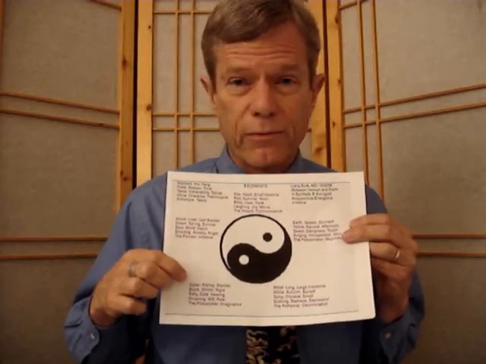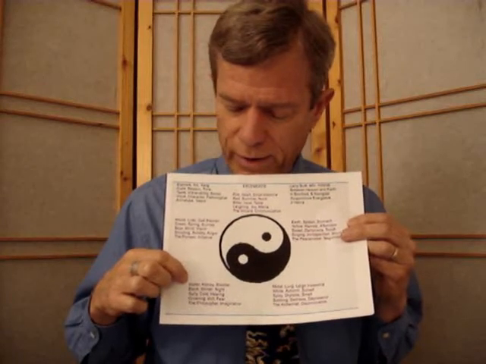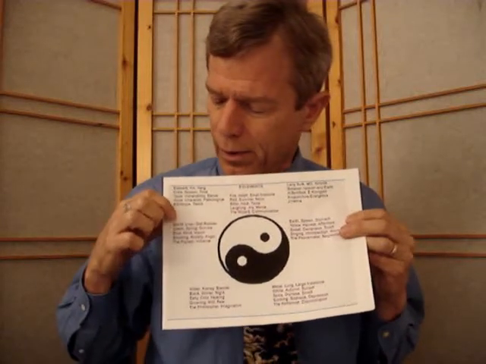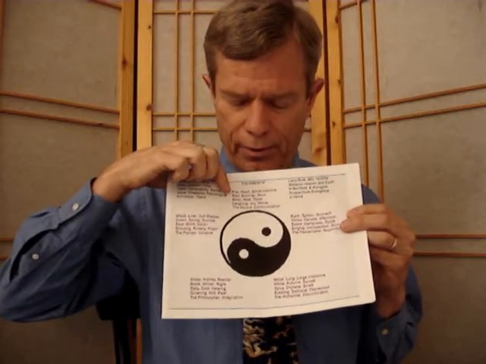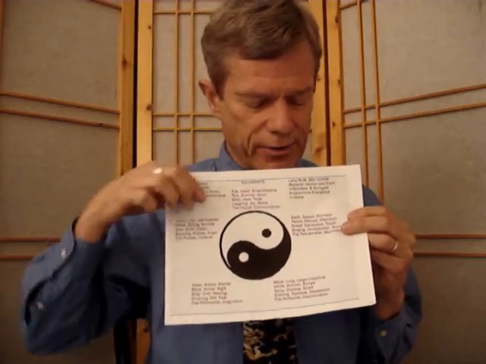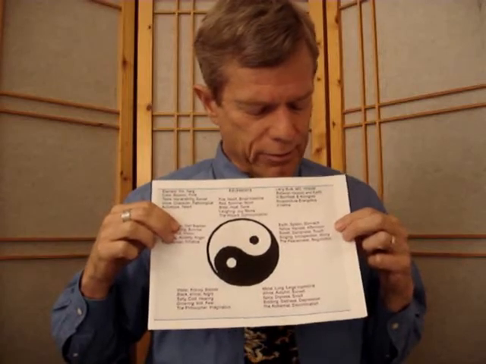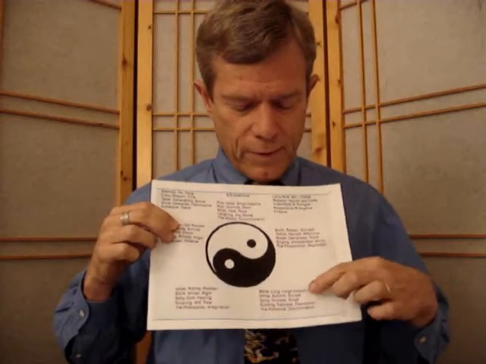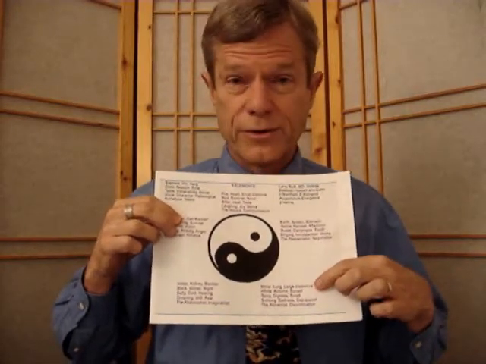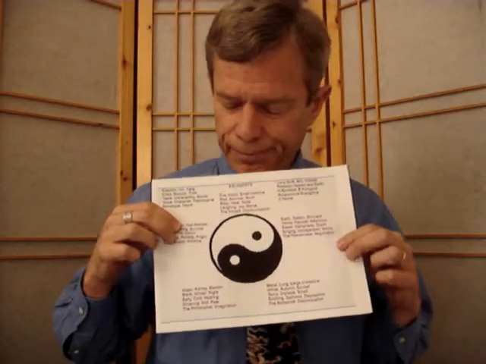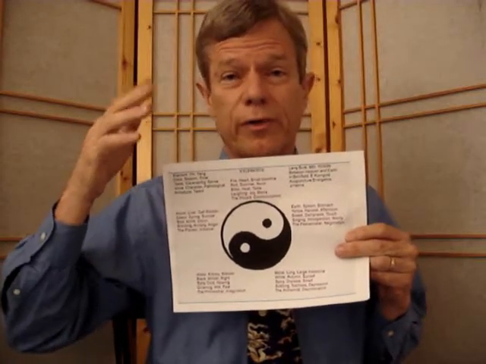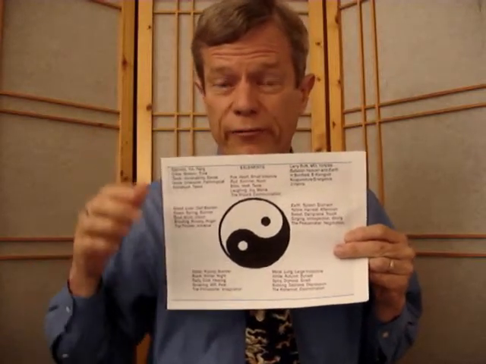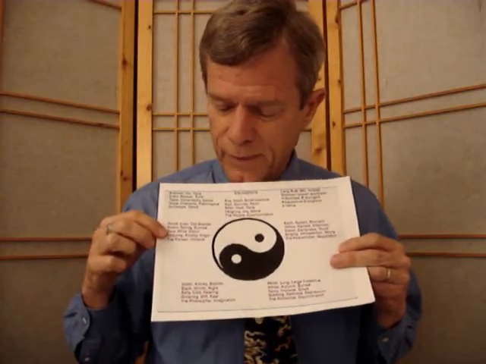So starting with the water element, the organs are the kidney and bladder. In the wood, it's the liver and gallbladder. In the fire, it's the heart and small intestine. The earth, it's the spleen and stomach. The metal, it's the lung and large intestine. So if you have particular disease processes in any of those organ systems, then you'll get a clue as to what your Chinese 5-element constitution is.